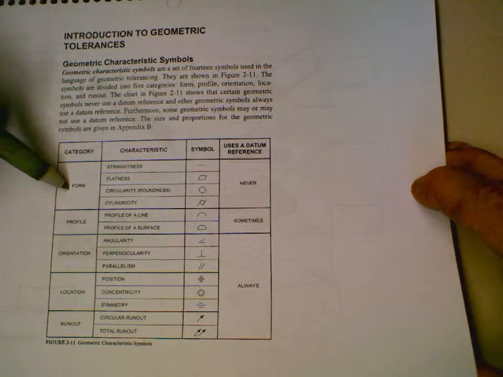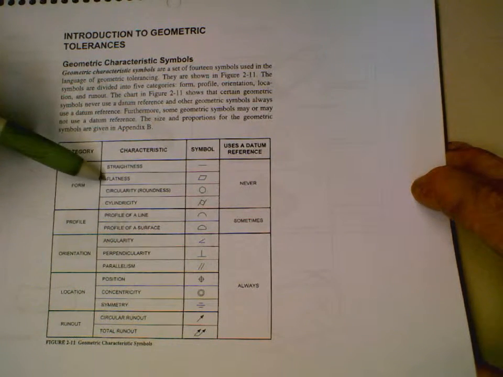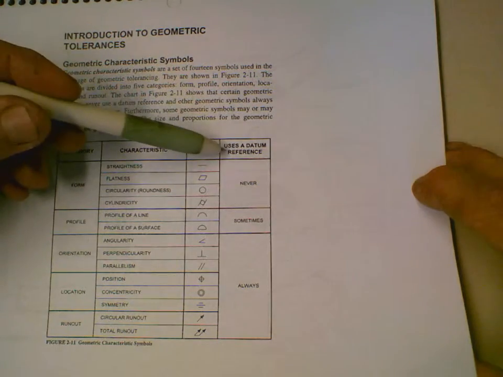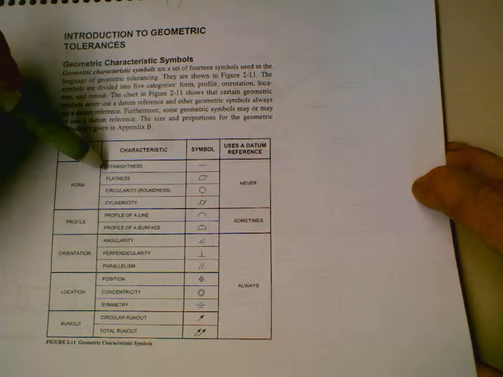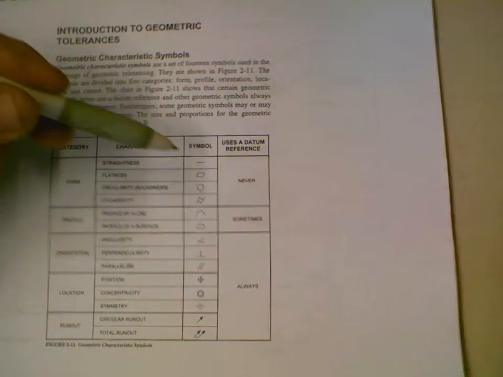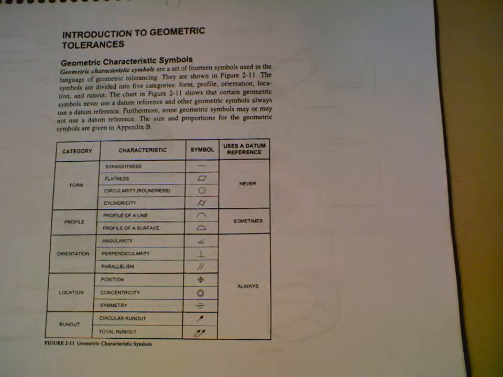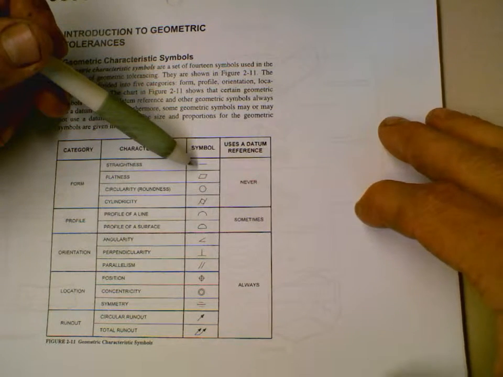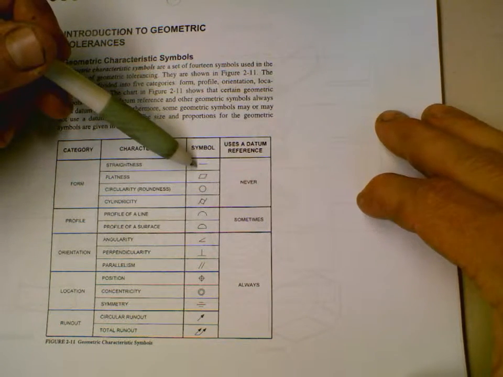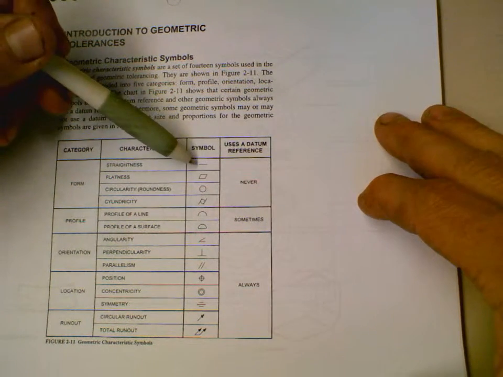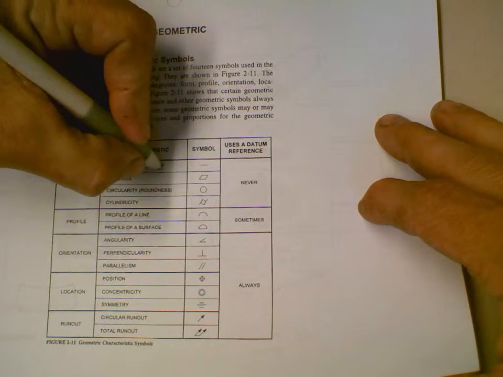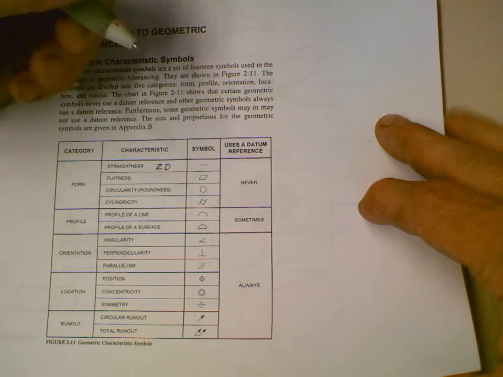The form symbols, which are these four here, are straightness, flatness, circularity, and cylindricity. They never use a datum. You're just checking the form, how straight a part is. If you ever used a pool cue, you would roll it on the pool table to see how straight it is. Well, that's checking straightness. That's a two-dimensional check. Let me write that in. That's a 2D check.